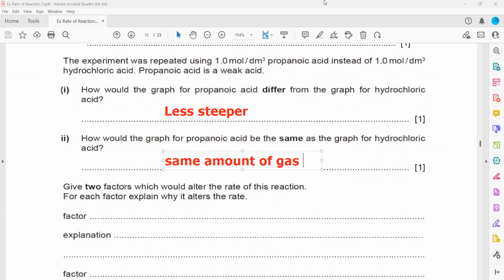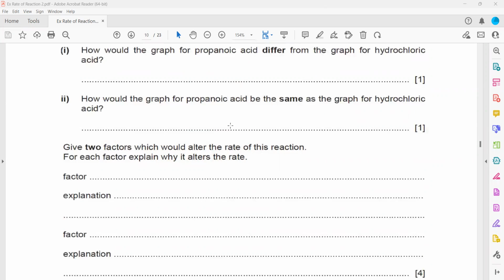Then state two other factors which can alter the rate of reaction. So here we can change the temperature, we can change the concentration. Any of them you can mention. For the factor to investigate, you can mention concentration, and for the explanation, higher concentration, more particles, more collisions. You can mention the surface area of the metal as well.